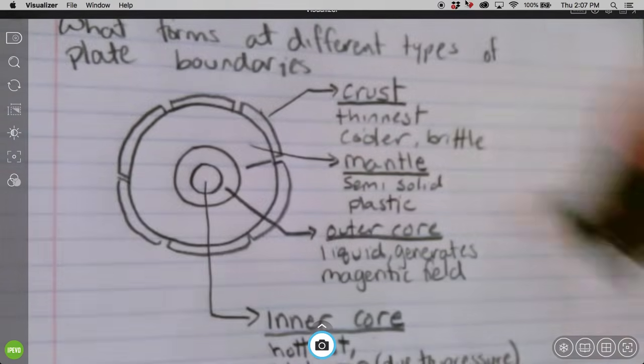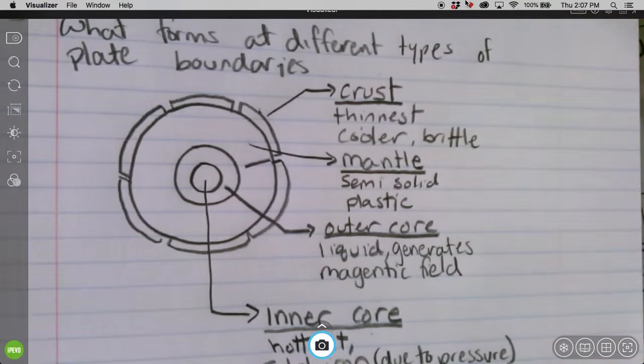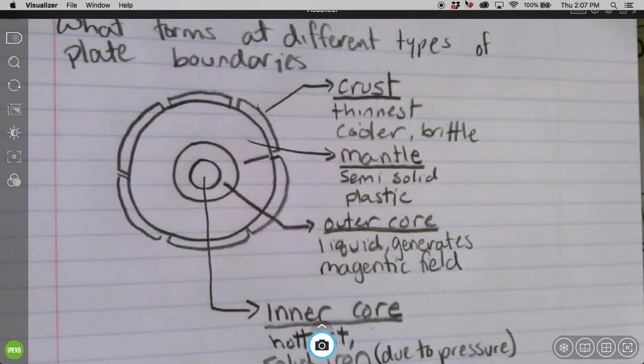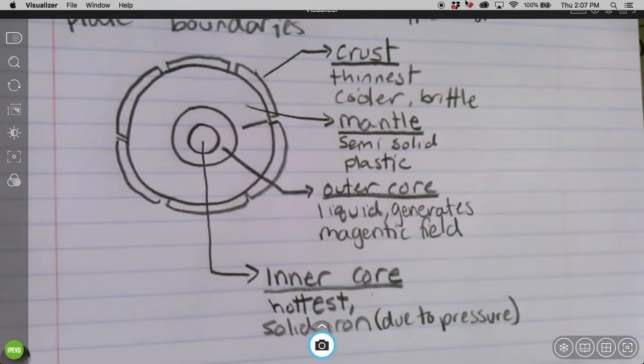But I'm really more concerned about these two layers right now, the crust and the mantle. Those are the ones we're going to be focusing on for the next couple days. All right? So we have our anatomy of Earth, essentially.